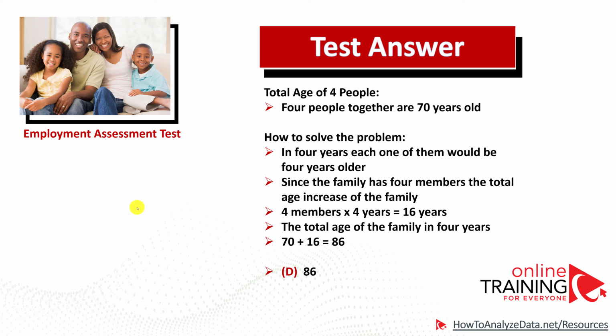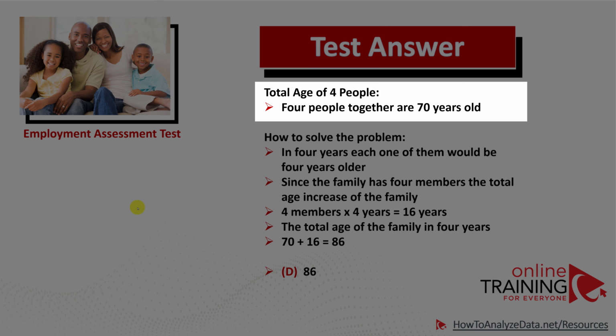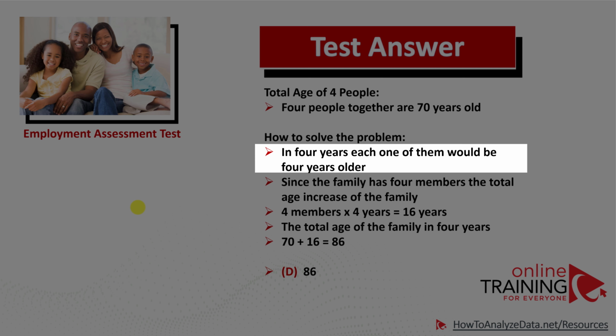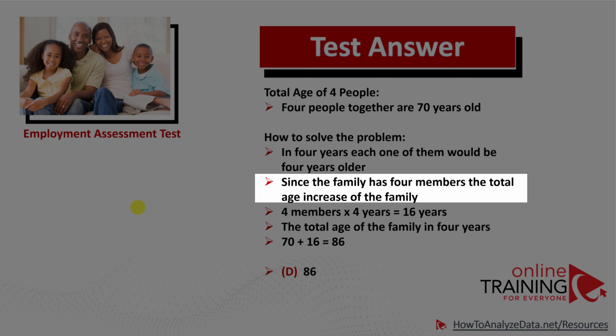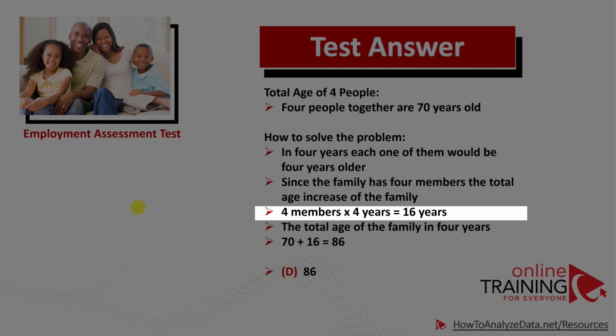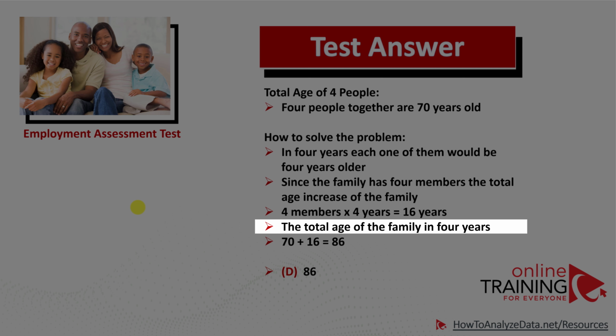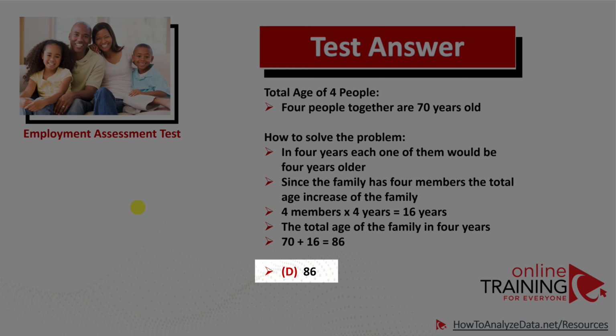The easiest way to solve this challenge is to understand what we are being asked. Currently, total age of 4 people together is 70 years old. And you have to understand that in 4 years, each family member will be 4 years older. Since family has 4 members in total, age increase for the family will be 4 multiplied by 4 members multiplied by 4 years, which would be 16. So the total age of the family members in 4 years will be 70 plus 16, which would be 86. So the correct choice here is choice D, 86.